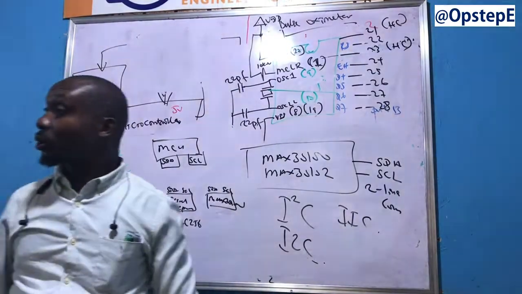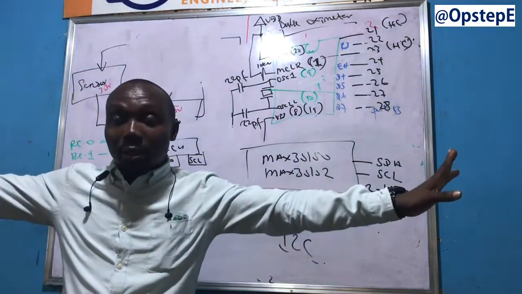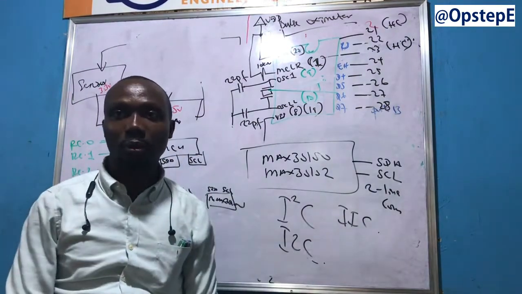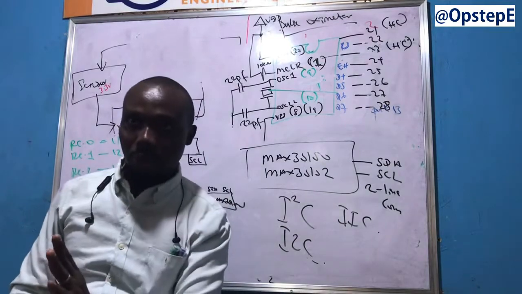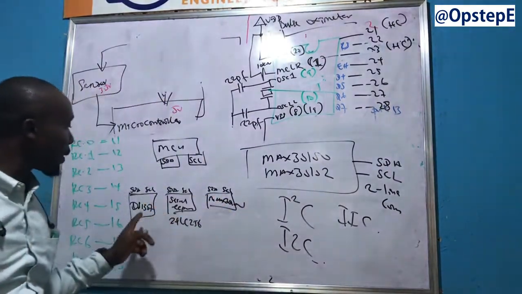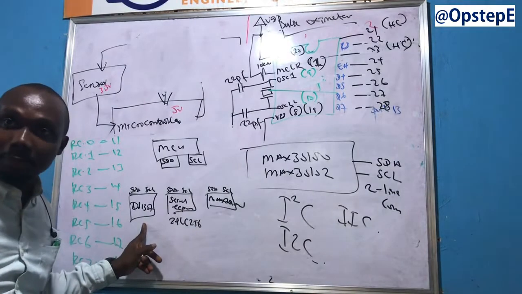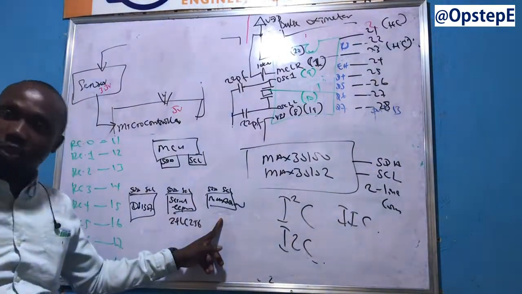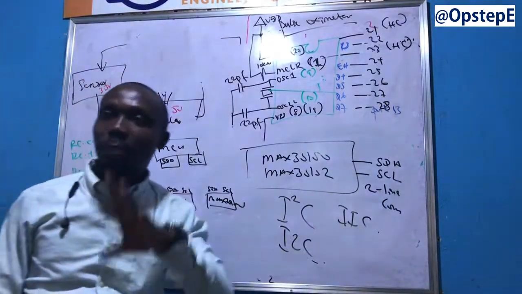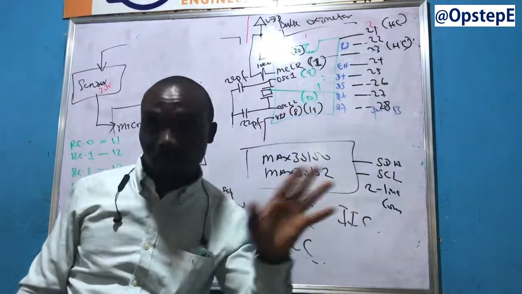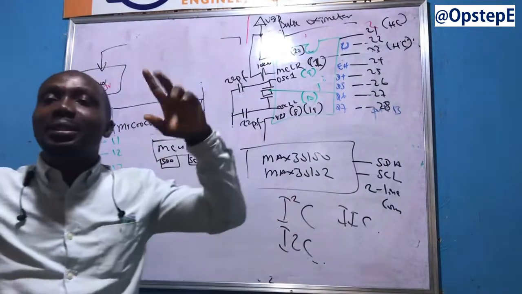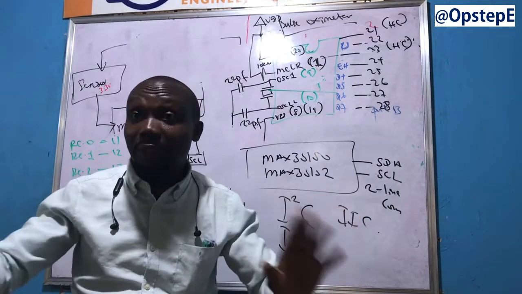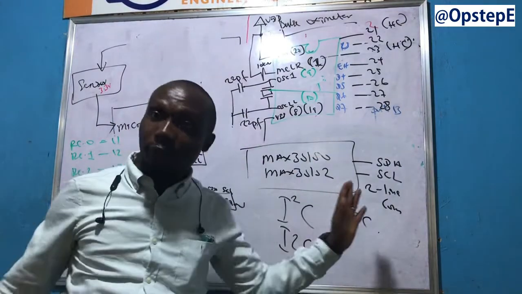So you can have different modules connected to the same serial bus, except that each one would have an address. When I'm interacting with this one, I'm interacting with it with its address name. I'm interacting with this with its address name. How that is done in programming is a different issue. But understand, that's just the basic feature or advantage that I can see of two-line communication.